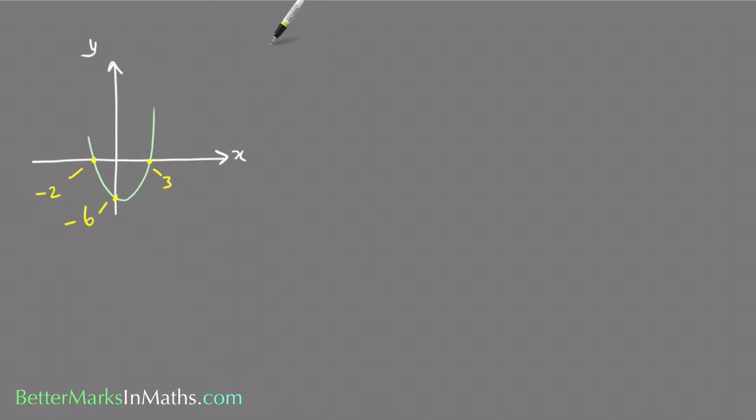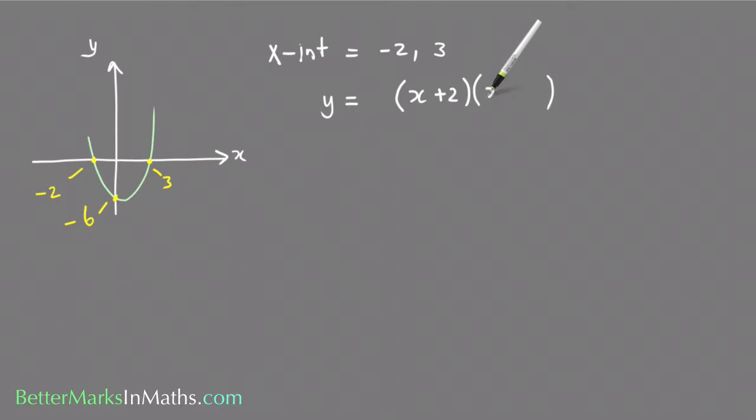Because the x-intercepts are minus 2 and 3, that means that in the equation y equals, those two x-intercepts come from the brackets. So when it's x equals minus 2, that comes from the bracket x plus 2. And when it's x equals 3 as the x-intercept, that comes from the bracket x minus 3.